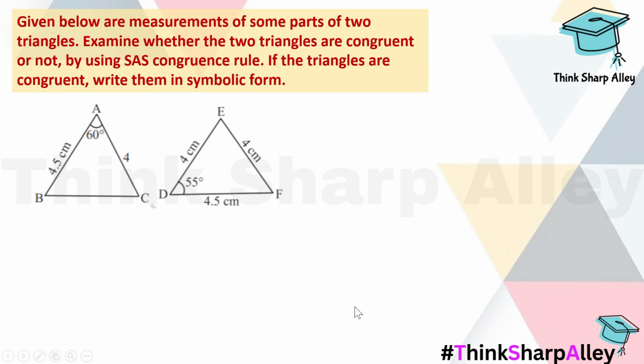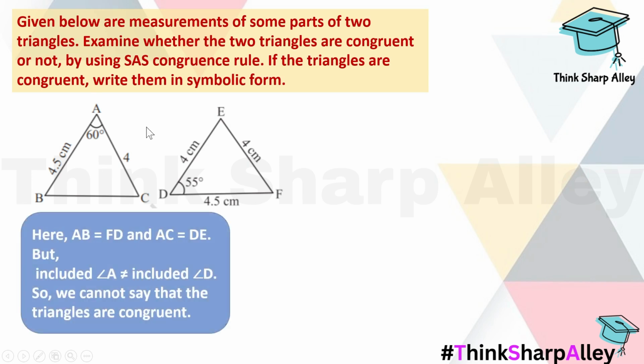So can you examine whether the two triangles are congruent or not by using SAS congruency rule? So if the triangles are congruent, you can write them in symbolic form. So over here we see AB is 4.5, whereas DF is 4.5, great. My AC is 4 cm, so is DE, 4 cm. But included angle A is not equal to included angle D. So we cannot say that the triangles are congruent.